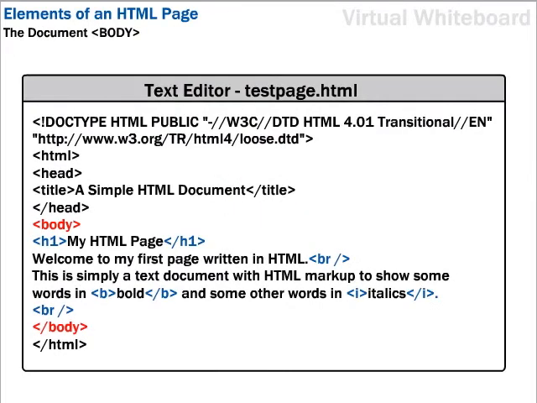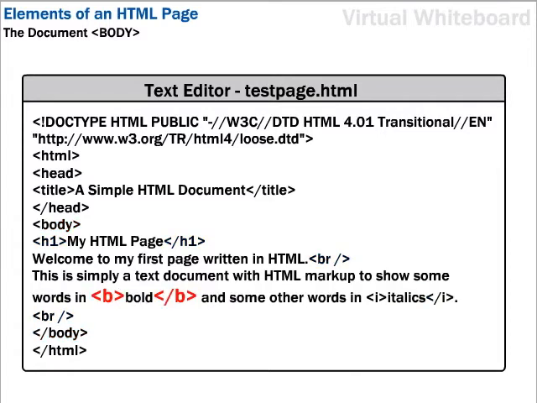We can clearly see that the content of the document's body section is made up of the text we want to display on the page, plus some tags that help us to define how that text should look. To define that certain words should appear in bold type, for example, we enclose those words in these tags. Similarly, to convert certain words into an italic typeface, we can use these tags.